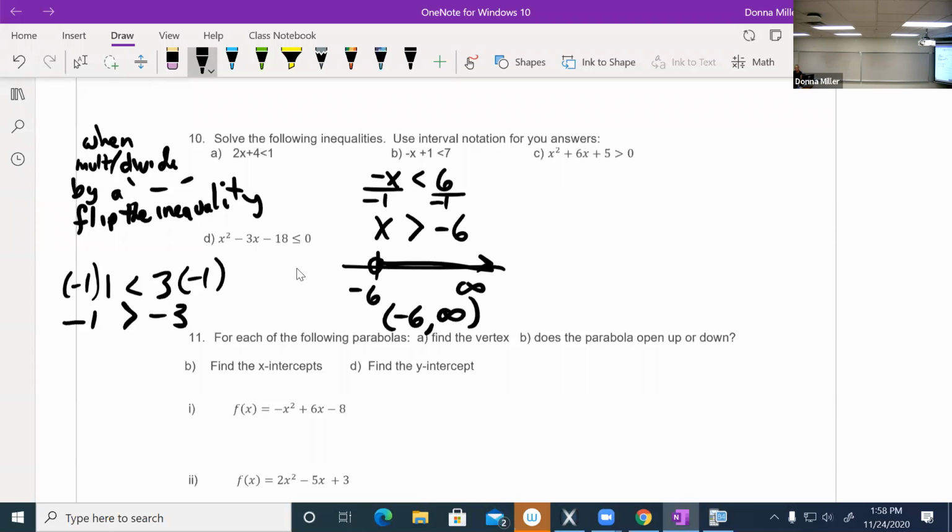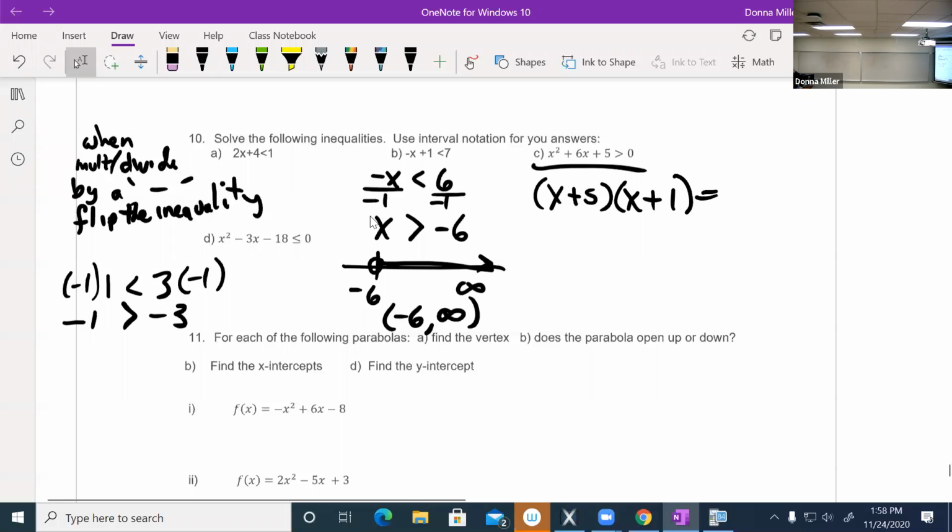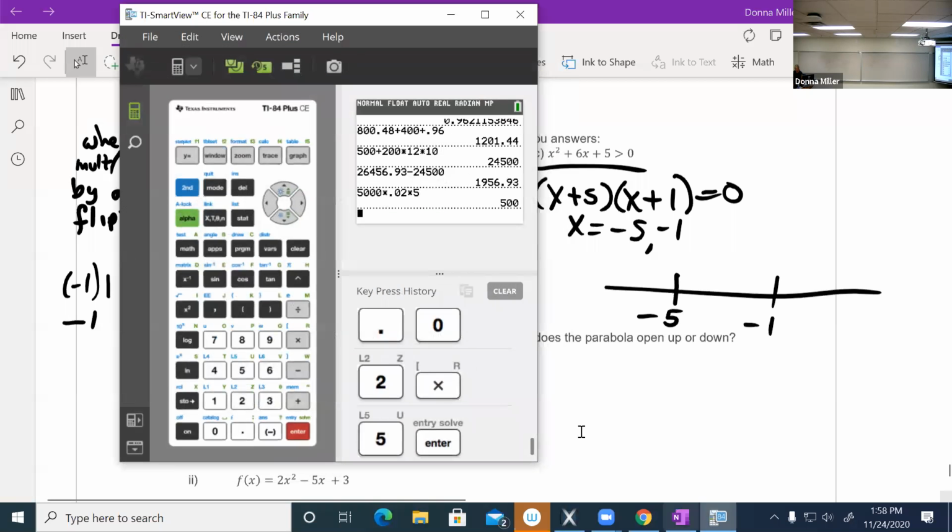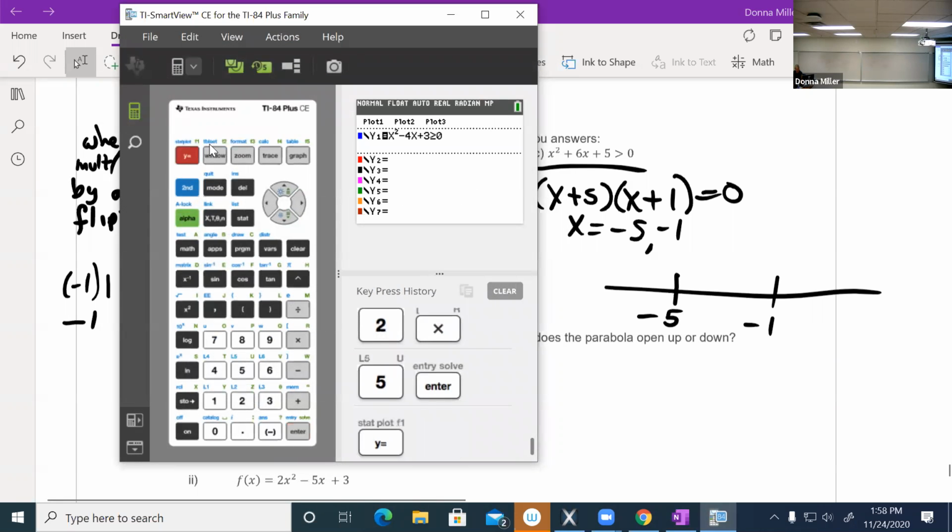Okay. And this is really the same problem we were working before. When you have a quadratic, you have to do a kind of sign test or use a calculator. I have to figure out where it equals 0 first. So this would factor x plus 5 and x plus 1. So x equals negative 5 and negative 1. So I could put that on my number line. And I want it to be greater than 0, so I'm going to graph it. X squared plus 6x plus 5.